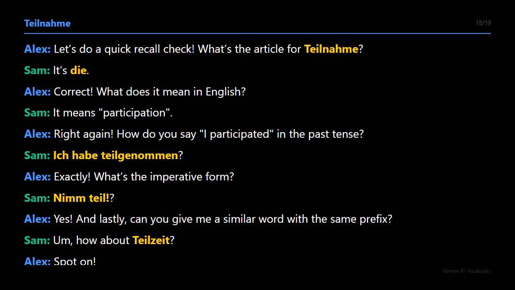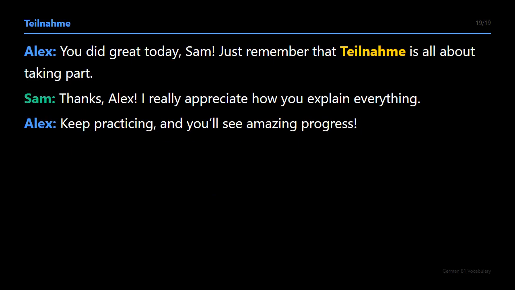How do you say I participated in the past tense? Ich habe teilgenommen. Exactly. What's the imperative form? Nimm teil. Yes. And lastly, can you give me a similar word with the same prefix? How about Teilzeit? Spot on.